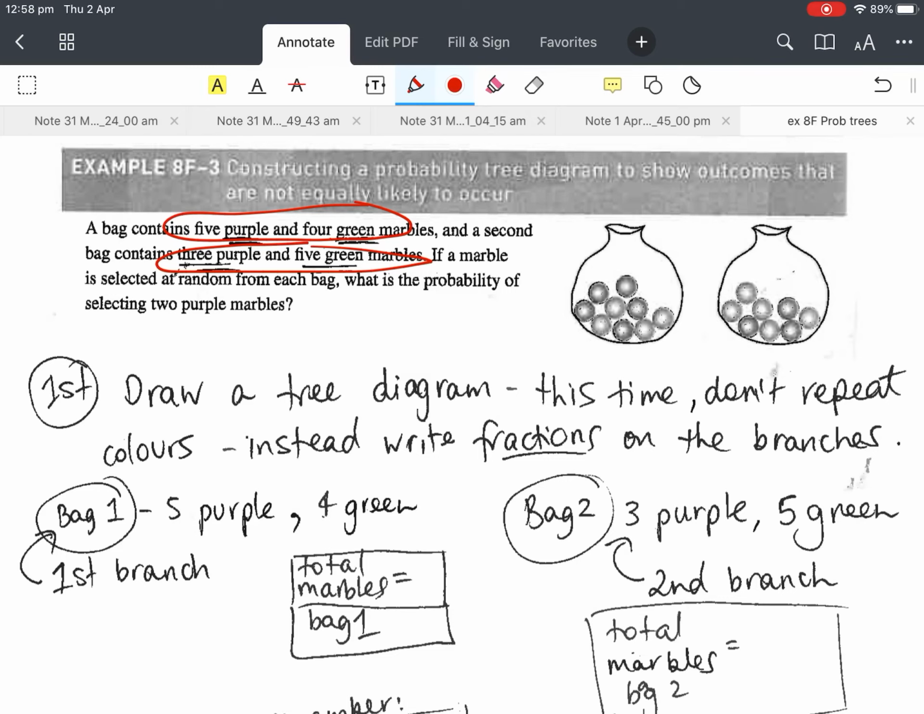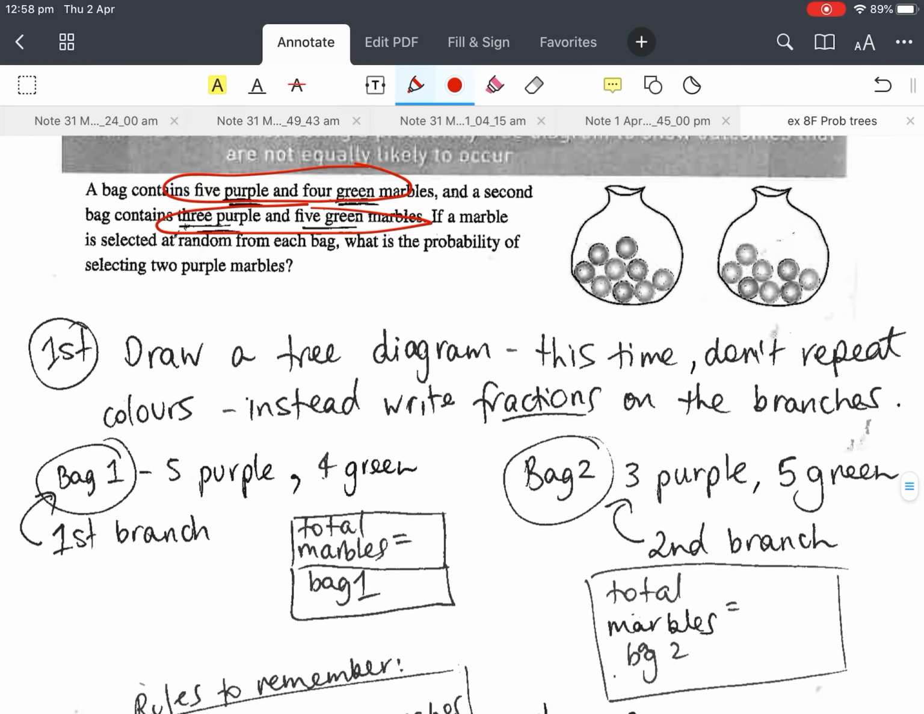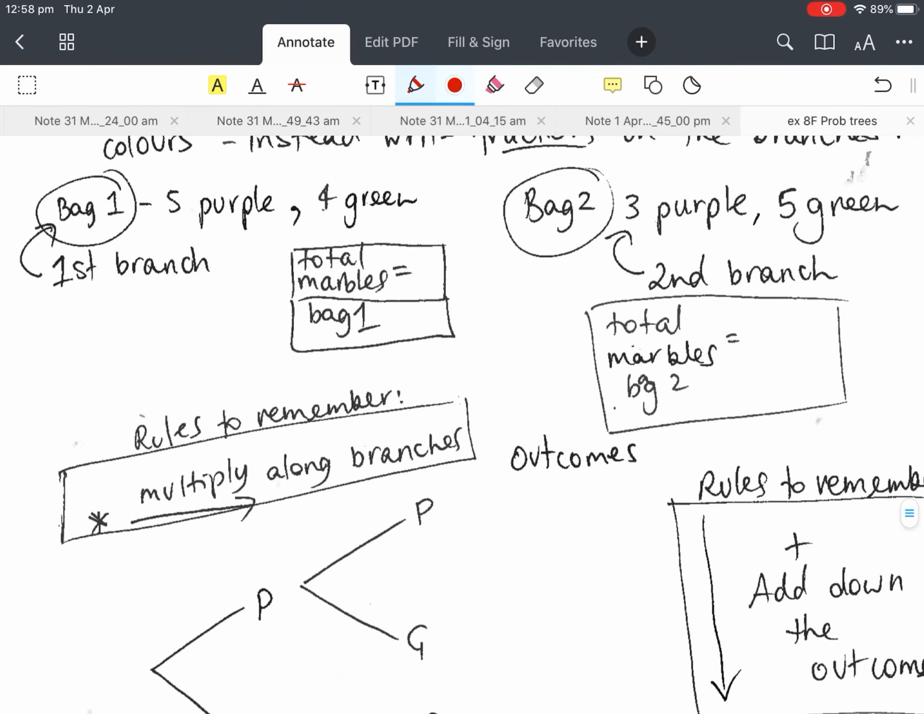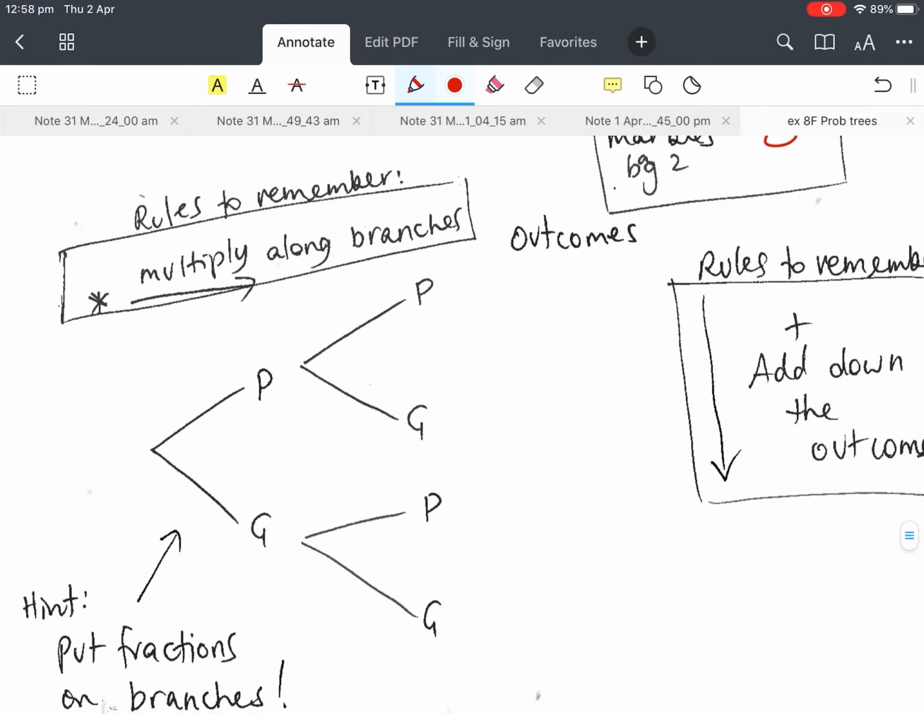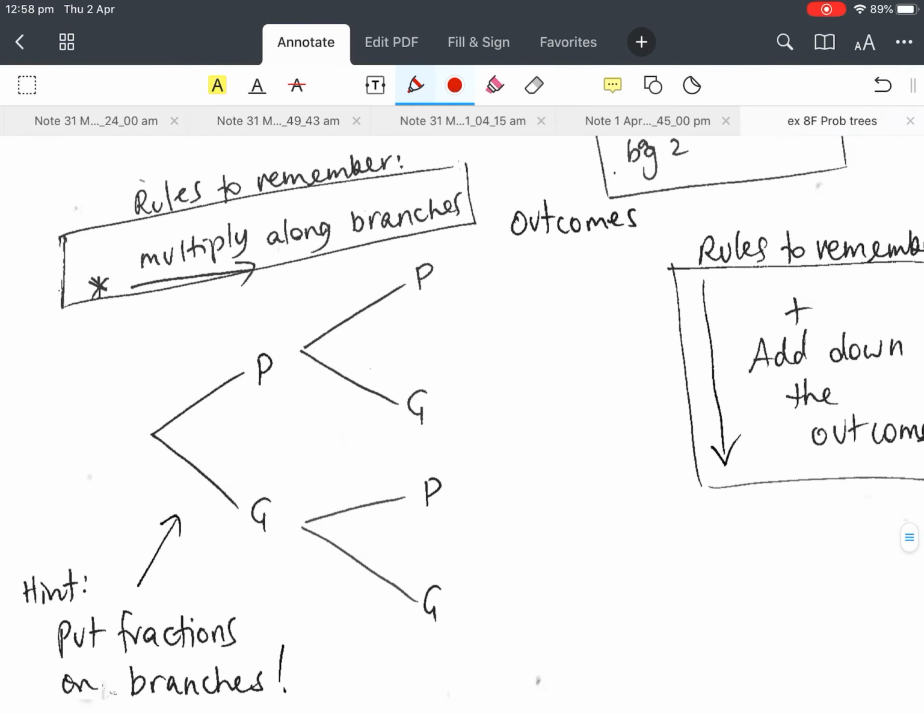So let's figure out, first of all, in bag 1, we had 5 purple and 4 green. So the total number of marbles in bag 1 is 9. In bag 2, we had 3 purple and 5 green. So the total number of marbles is 8. Okay, so let's try and do our, what's this called? Probability tree, that's it.